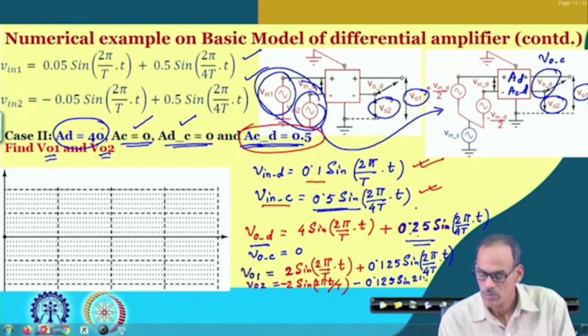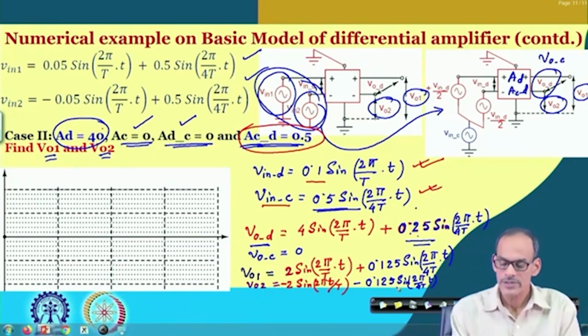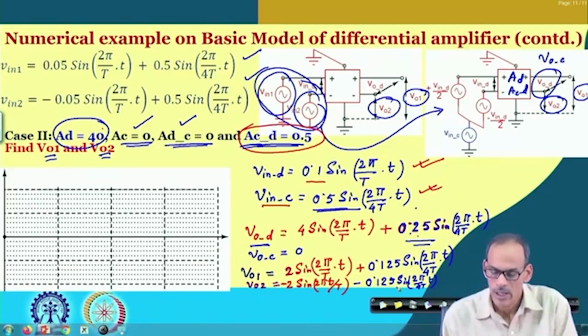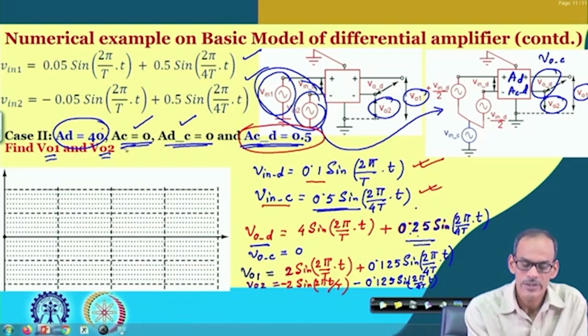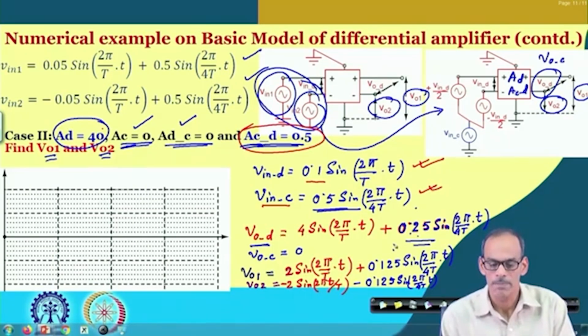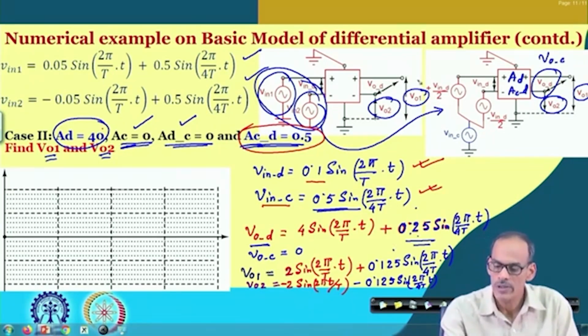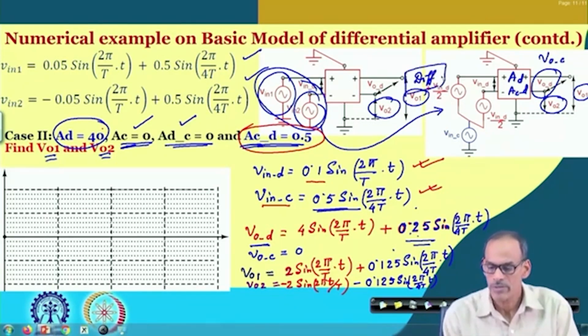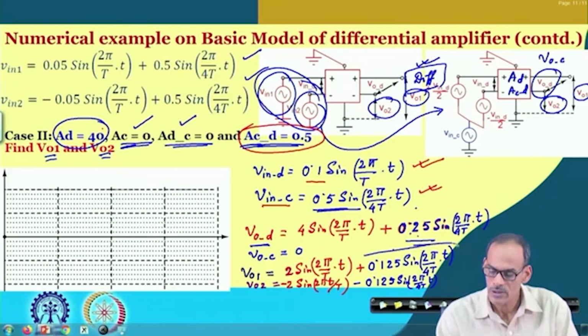sine 2 pi by 4 t into t. Unlike the previous case where at the output whenever AC it was non-zero, at the output the unwanted signal was appearing as common mode signal. So, to suppress it further, we could have placed one differential amplifier here and eliminated that. But unfortunately, by placing one differential amplifier here, it will not help us to remove this unwanted part.